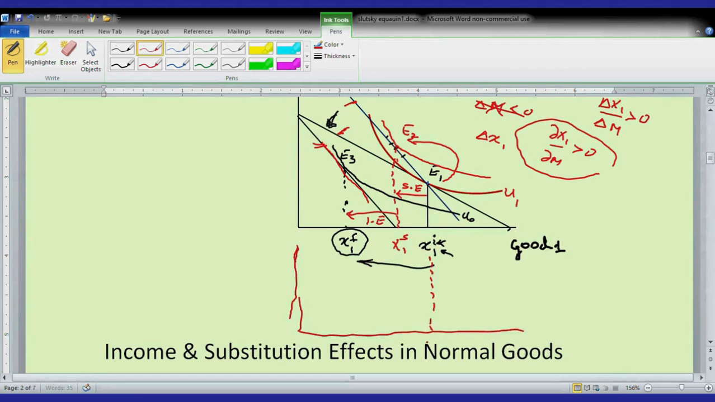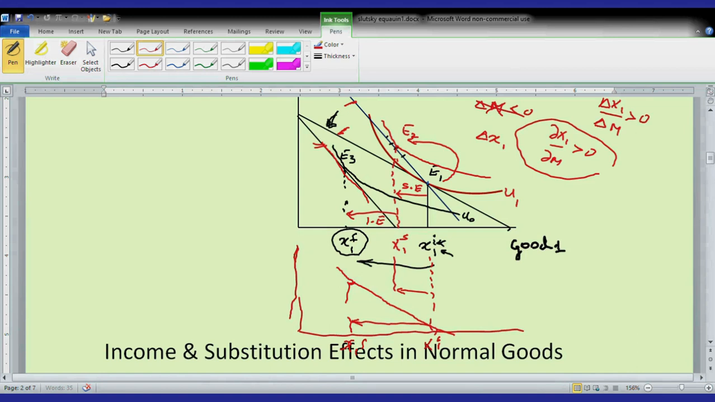Here we have x1i units of good one, and here we have x1f units of good one, and this entire change is partly because of the substitution effect, and partly it is because of the income effect, and so the demand curve is downward sloping, partly because of the substitution effect and partly because of the income effect.